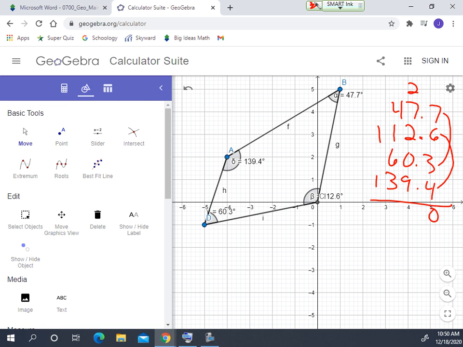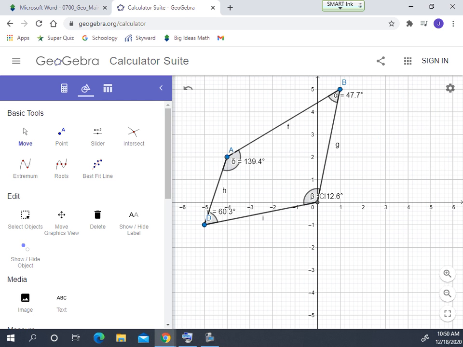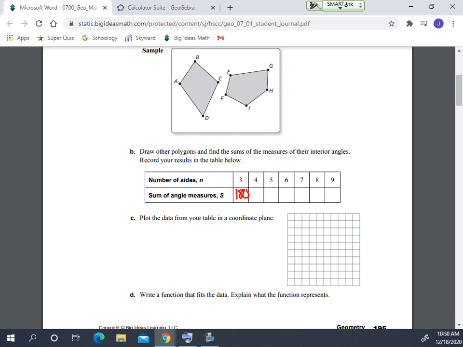2 and 7 is 9. 9 and 2 is 11. 11 and 9 is 20. 2 and 4 is 6. Plus 1 is 7. Plus 6 is 13. Plus 3 is 16. And then 1, 2, and 3. Okay, so the interior angles of a quadrilateral add up to 360 degrees. Okay? We probably already knew that. Let's go back to our table here, and let's write that down. 360.